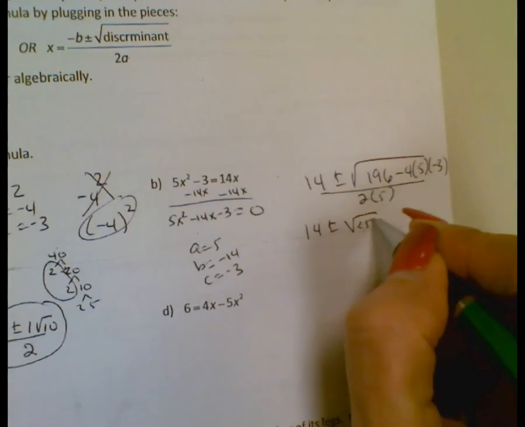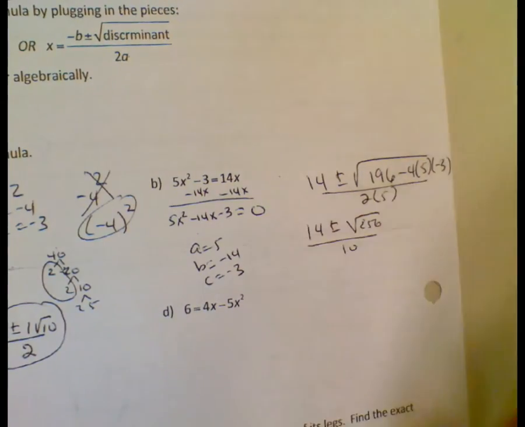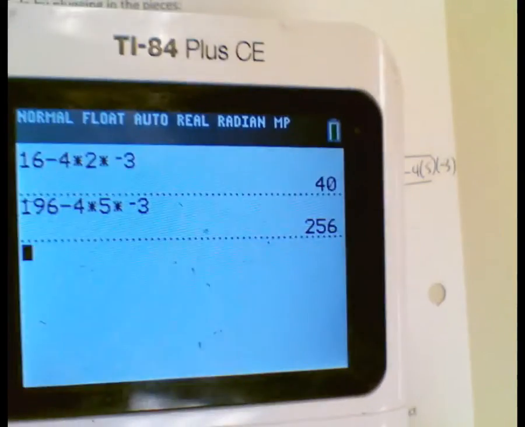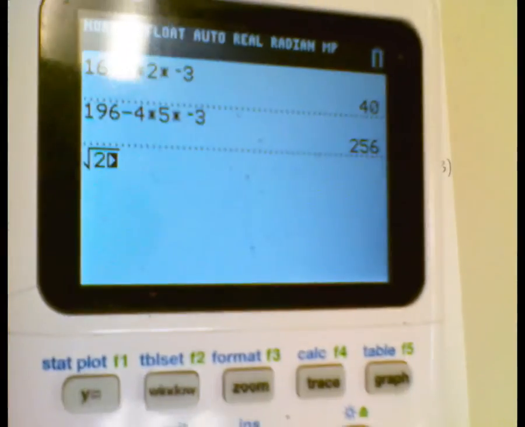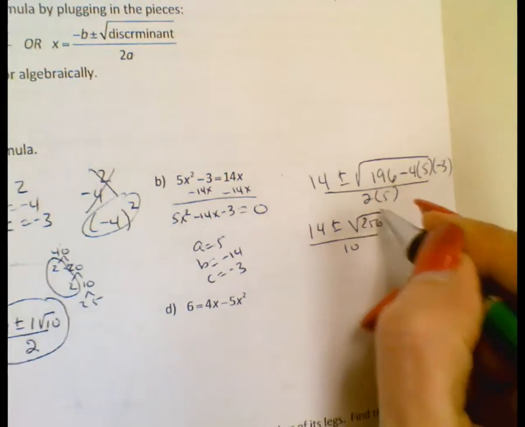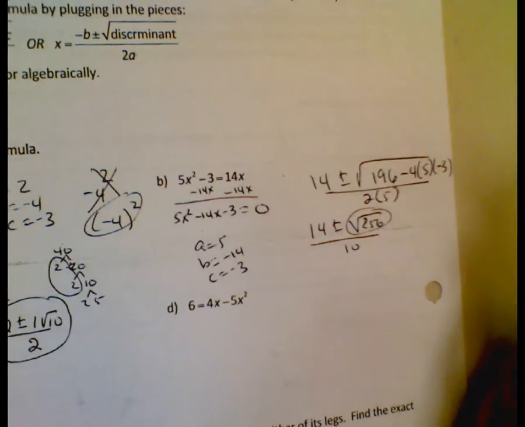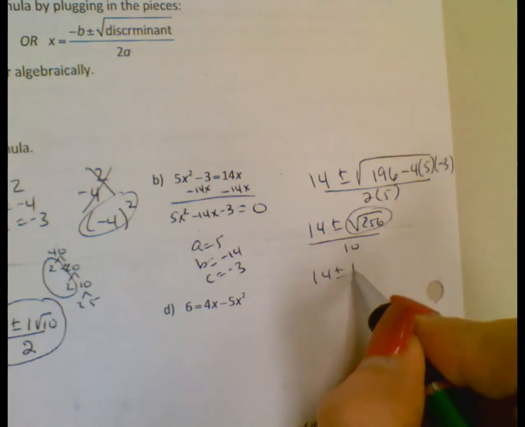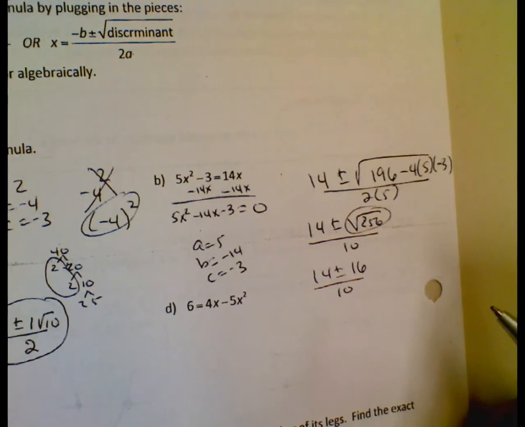256. Now, I don't know if you know this, but 256 is a perfect square. So if you even think it might be, you should probably try it. Square root of 256 is 16. So anytime you have a perfect square, the radical is going to disappear. So this is 14 plus or minus 16 over 10.